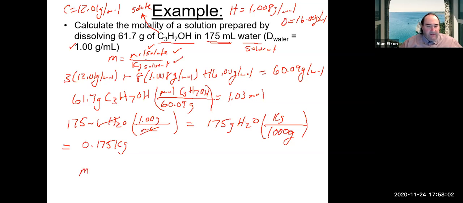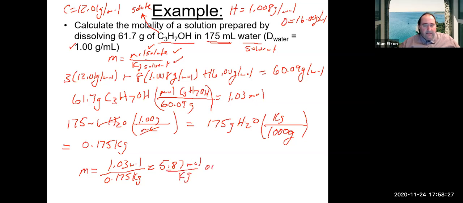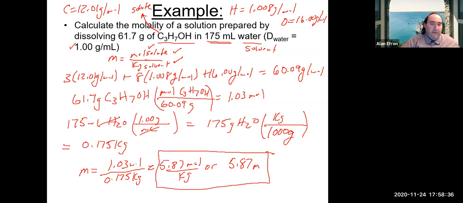So what's left is basically just to divide those numbers. We're going to take 1.03 moles divided by 0.175 kilograms. And that's going to get us 5.87. And again, in terms of units here, they don't cancel. So 5.87 moles per kilogram is okay. Or again, just like molarity, you could write 5.87 and little m if you like as well. So kind of like how we use the big M, you could also do that here with molality.